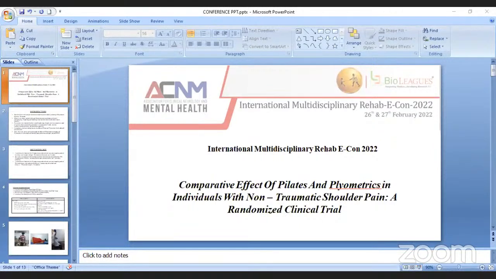Good afternoon, everyone. The title of my study is Comparative Effects of Pilates and Plyometrics in Individuals with Non-Traumatic Shoulder Pain, a Randomized Clinical Trial. Introduction. As we all know, shoulder pain is the most prevalent musculoskeletal condition presenting to physicians or physical therapists.